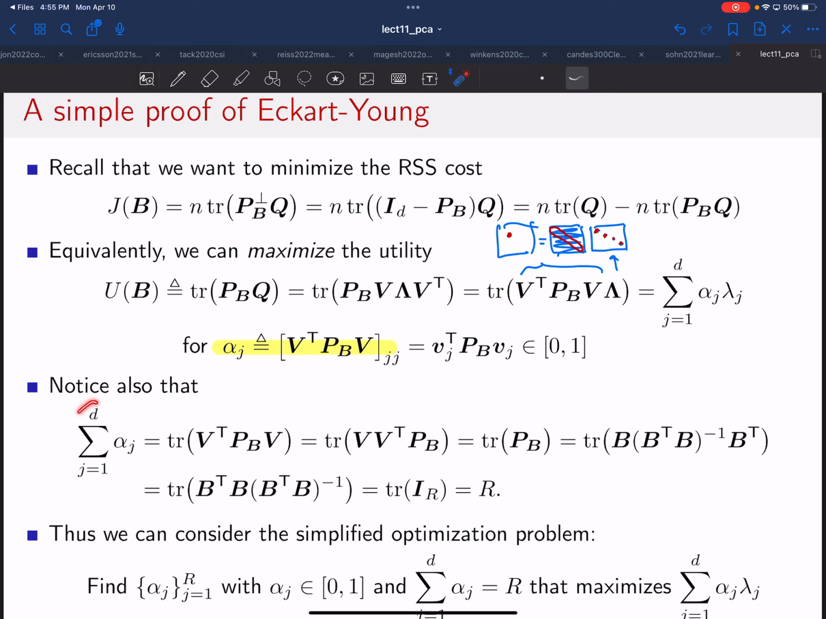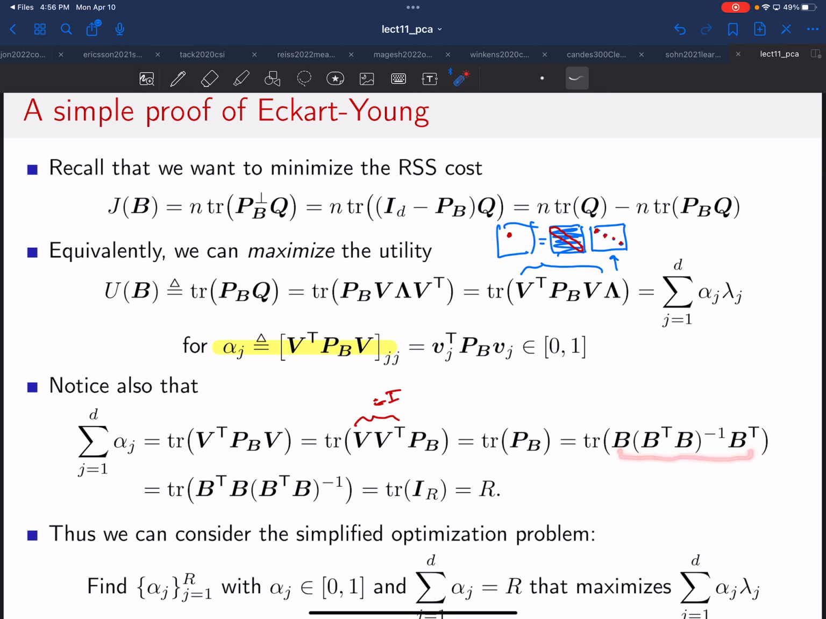So the sum of these alpha j's, that's the trace of this matrix. Now we have this trace, so we can move V to the left. Now we can use the fact that V is an orthogonal matrix, so this is identity. So essentially that goes away. We just have the trace of PB. So what is that? Let's plug in the definition for PB.